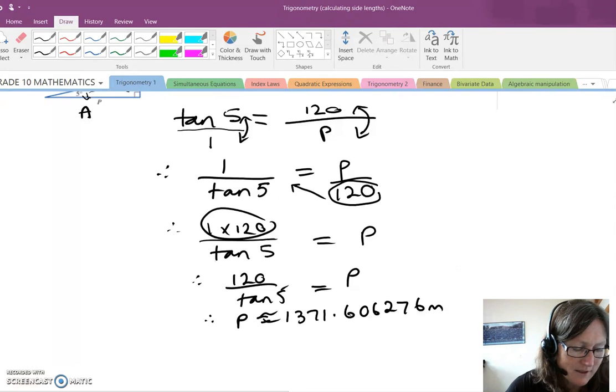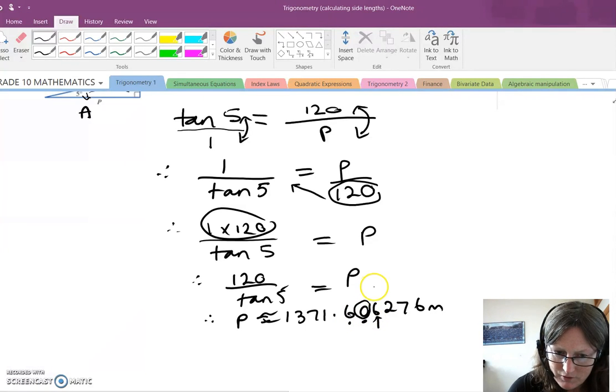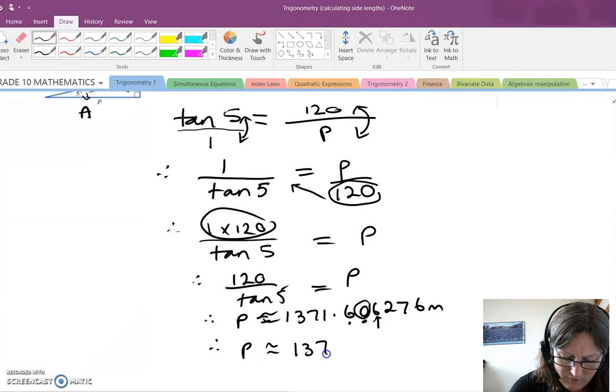The question says correct to 2 decimal places, 1, 2. Let's look at the third one. It is greater than 5, so this 0.60, the 0 rounds up to a 1. So P is approximately equal to 1371.61 metres.